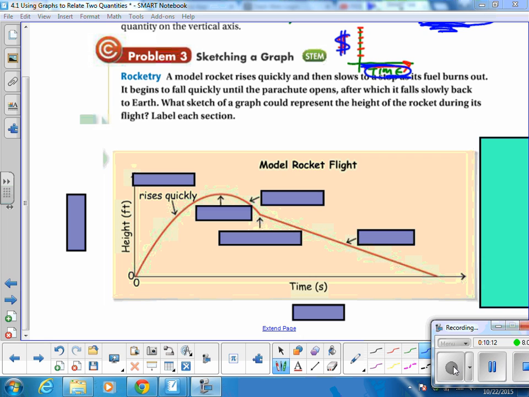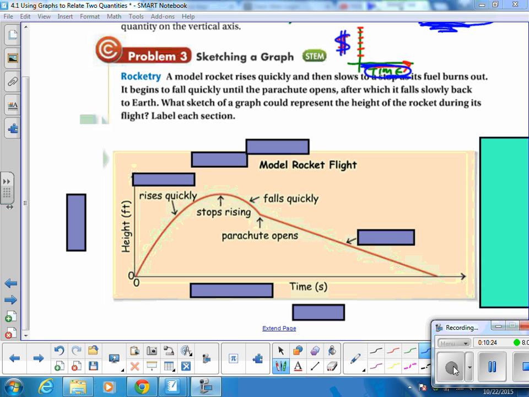So the rocket rises quickly, then the rocket stops rising because the fuel burns out. As it reaches its height, it starts falling quickly, and then the parachute opens, thus slowing the height dropping, and then it falls slowly until, of course, it hits the Earth.